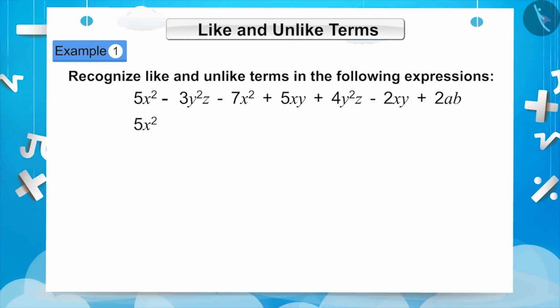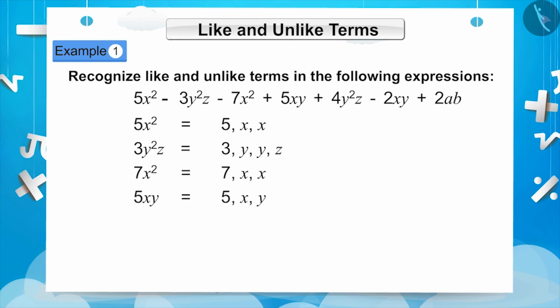The factors of 5x^2 are 5, x, x. The factors of 3y^2z are 3, y, y, z. The factors of 7x^2 are 7, x, x. The factors of 5xy are 5, x, y. The factors of 4y^2z are 4, y, y, z. The factors of 2xy are 2, x, y, and the factors of 2ab are 2, a, b.